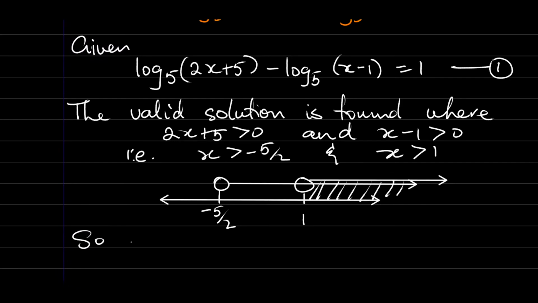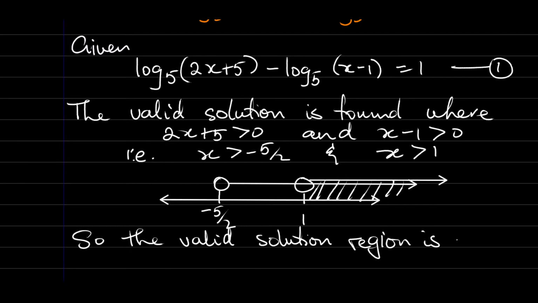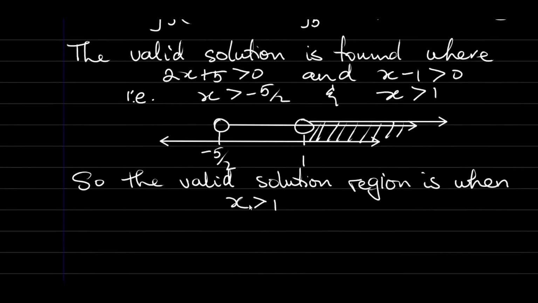So the valid solution region is when x is greater than 1. So in the situation where x is greater than 1, this here will be positive and this here will be positive. So therefore, we need any answer that's greater than 1 for the valid solution. Now, let's solve the problem now.